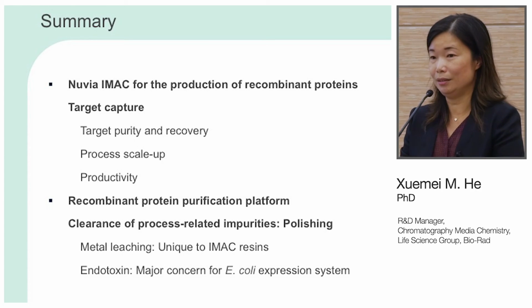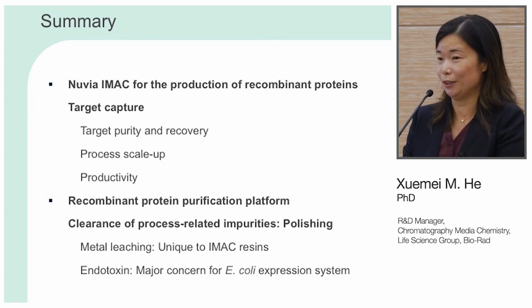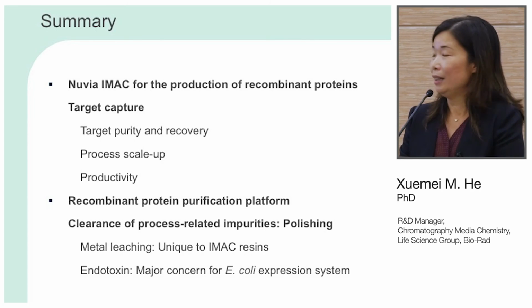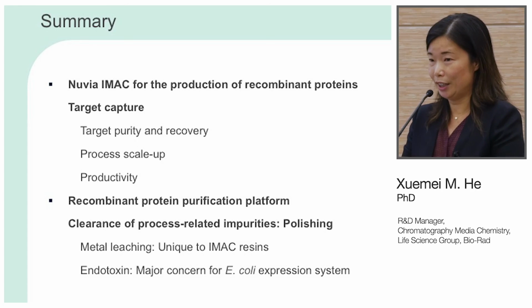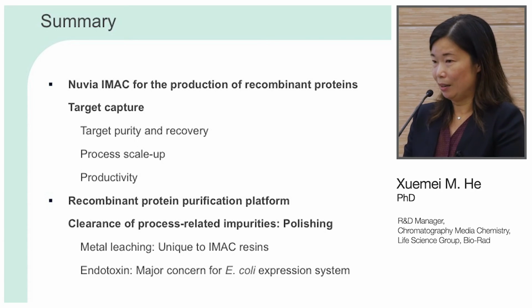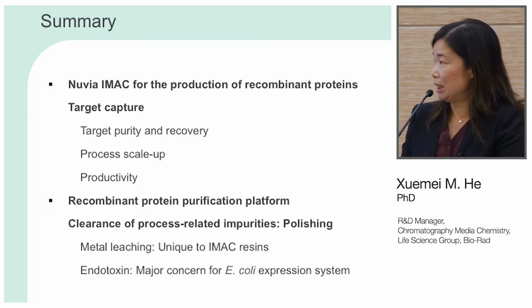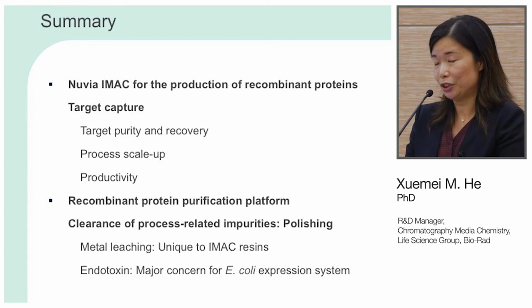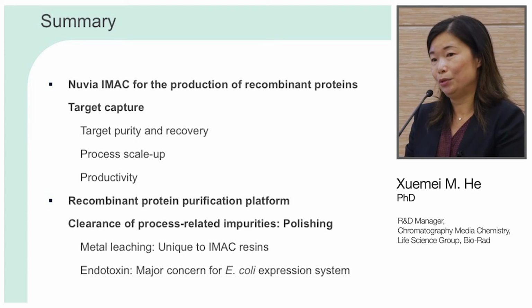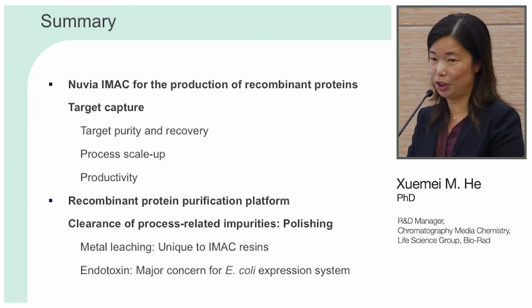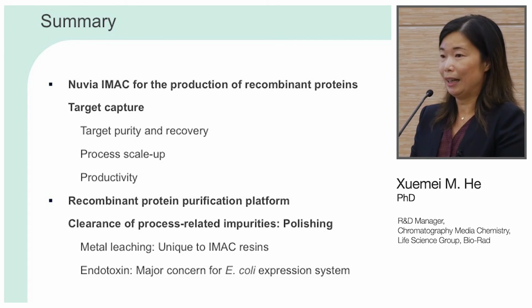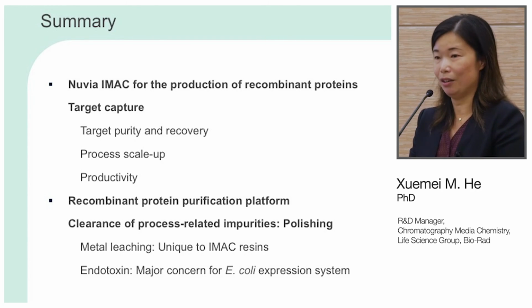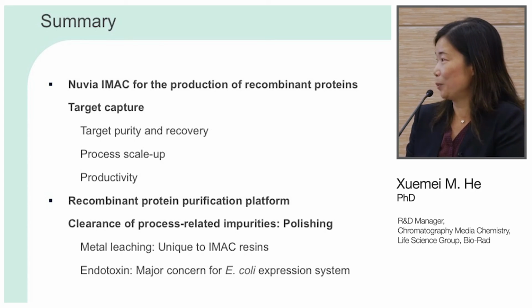As I demonstrated, we can use the Nuvia IMAC for the capture of target molecules. It offers the purity, the recovery, and the robustness for process purification of proteins. And also, with this case, we show you how to deal with the process-related impurities from this kind of purification, mainly the metal leaching from the resin, and also there might be contamination from the expression host. You may not have this problem if you use CHO cells for expression, or you express the target in insect cells or yeast cells. But anyway, with this platform, we can take care of this kind of process-related impurities.